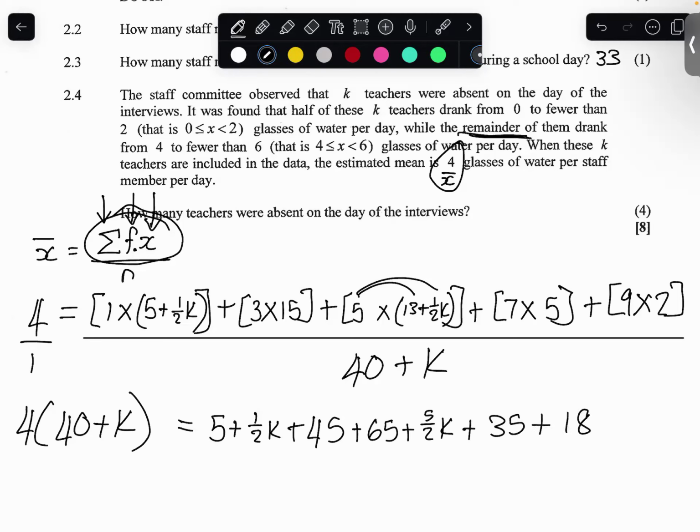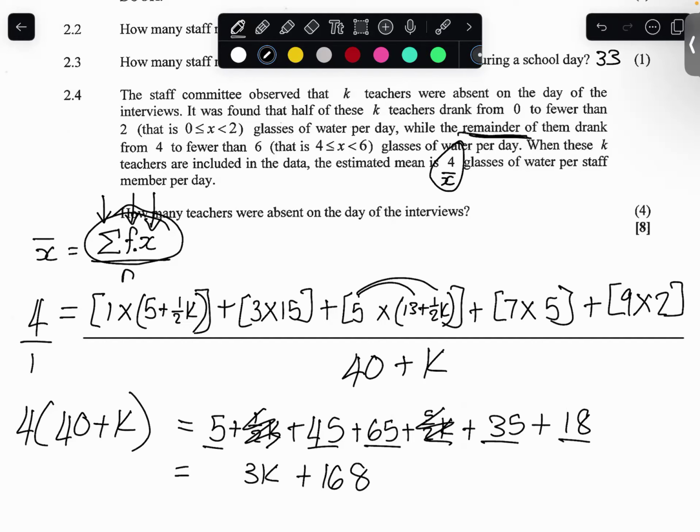And now I'm going to add my like terms, right? A half k plus 5 over 2k gives me 6 over 2, which is 3k. Right? And then we're going to add all of this. This is gone now because you added those. This is going to be 5 plus 45 plus 65 plus 35 plus 18. Let's put that in on the calculator. It gives us 168.